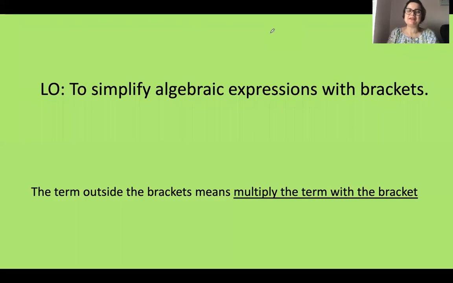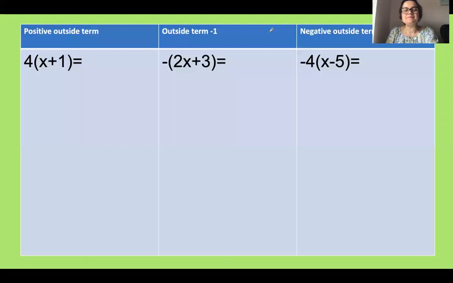Hello, today we are going to learn how to simplify algebraic expressions with brackets. I have prepared three different brackets. In the first one, the number outside the brackets is positive.